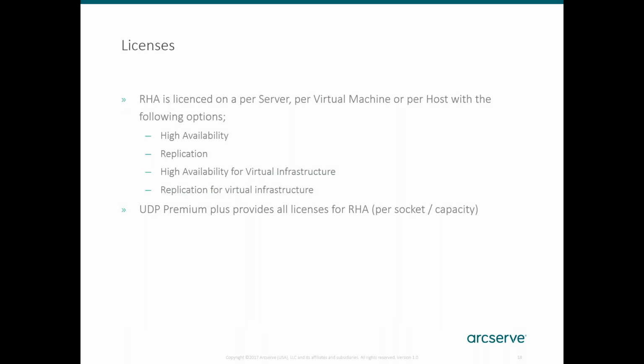Now the last two slides before we go into the demonstration. First of all, how can you acquire RHA? RHA can be bought as a standalone product, and that is the version I will show today. The standalone product can be licensed on a per server, per VM, or per host basis with some options, but it also can be acquired via UDP. So when people buy UDP Premium Plus, it comes with the whole UDP suite, Unified Data Protection Suite, including the RHA, and it can also be managed from the UDP console. And I'll show you that later on. I'll have a quick screenshot of that.